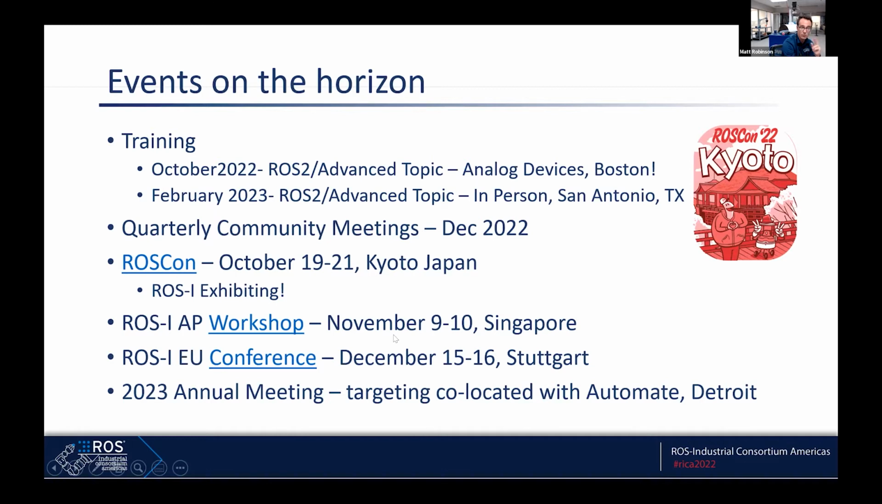ROS-I AP workshop, I will be in attendance on November 9th through 10th, supporting our friends at ROS-Industrial Asia Pacific. I linked it as well, so these links will be active in the PDF I archive on the event page. And of course, the ROS-I EU conference is tentatively the 15th through 16th. I need to confirm those dates with Christoph. I don't see him online today, but that's a Friday, so that's why I want to confirm that date on the 16th. And then we're targeting co-locating with Automate in Detroit again, but we'll firm up those details later. I won't beat that one up today.